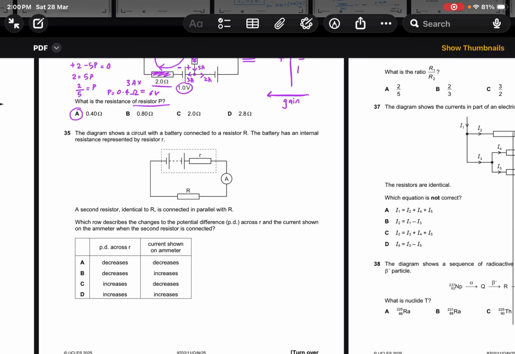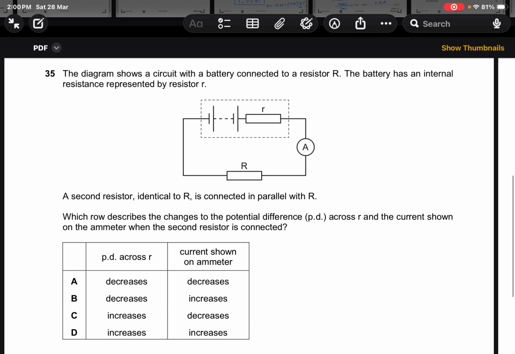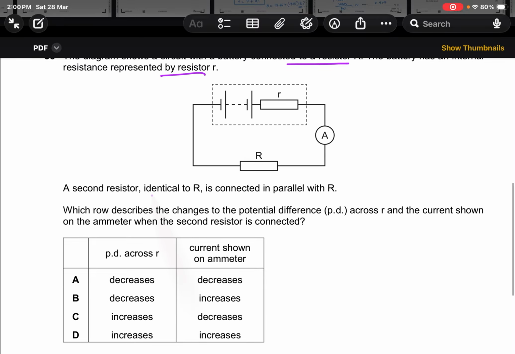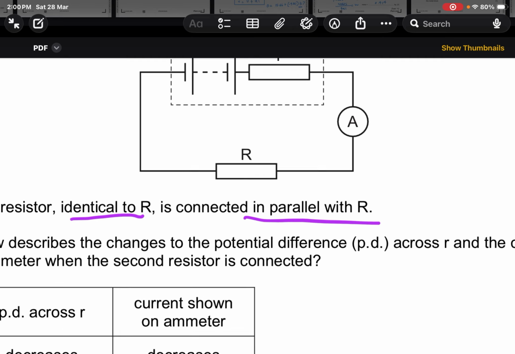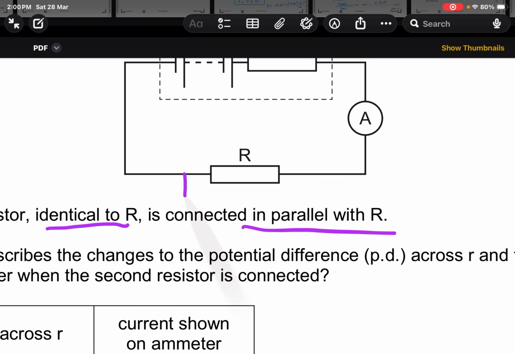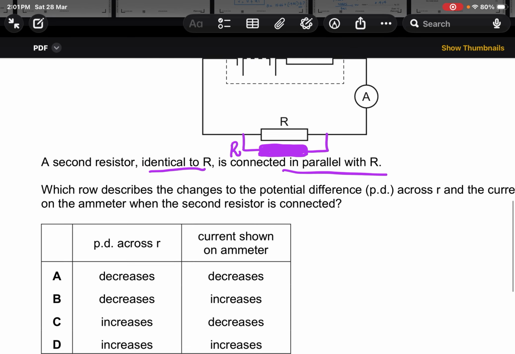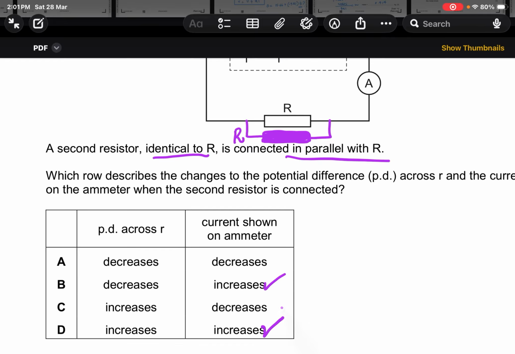Okay? The diagram shows this circuit with the battery connected to a resistor R. The battery has an internal resistor represented by resistor R. Okay, I have internal resistor, then I have capital R. A second resistor identical to R is connected in parallel with R. So I add a resistor identical to it in parallel with it. Whenever I add anything in parallel, what happens to the total resistance? It drops. So current shown on the ammeter is going to increase because the resistance is going to drop.